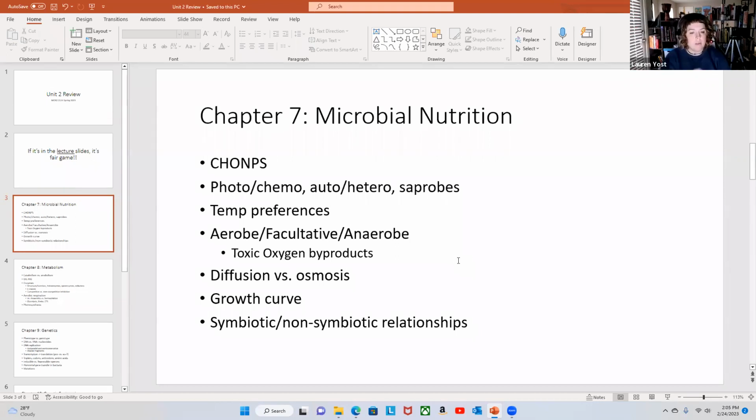So we have the photo whatevers and the chemo whatevers. We had the autotrophs, we had the heterotrophs, and all that. Photoautotrophs are the ones whose energy comes from photo, which is light, and auto means they make their own organic molecules from scratch from an inorganic source. Talking more specifically about carbon here, typically from carbon dioxide.